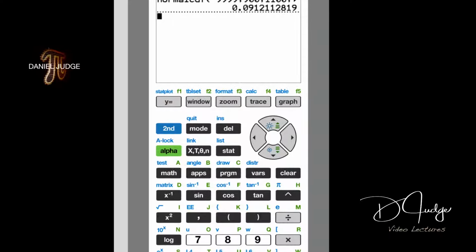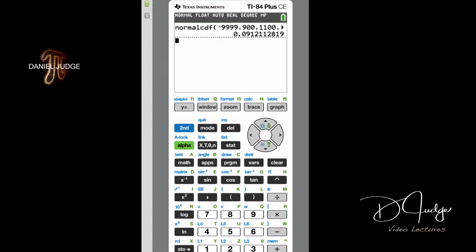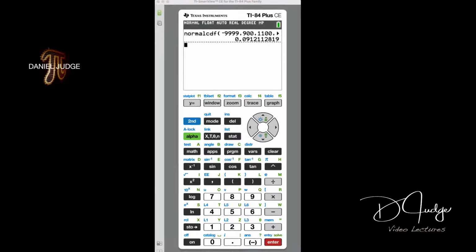I'm going to scroll out a little. I apologize, it's kind of a weird thing. When I use my laptop, I'm able to really scroll in there. All right, let's clear this out. Second, distribution. Normal CDF, number 2. The default lower is already there. Our new upper is 32. And then the new mean, 32.3. The new standard deviation now is negative 9999. Hit paste.